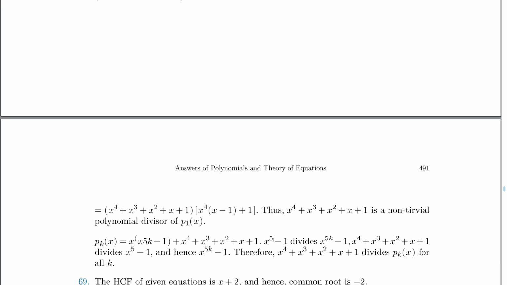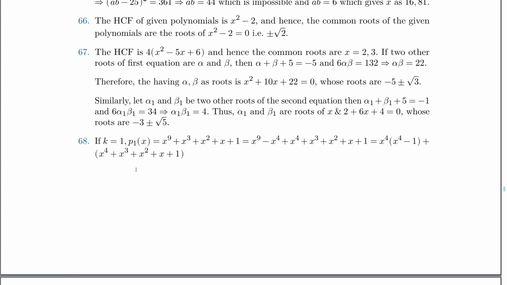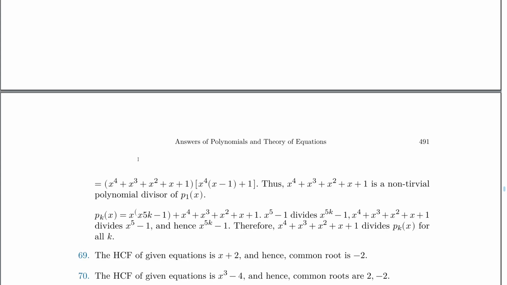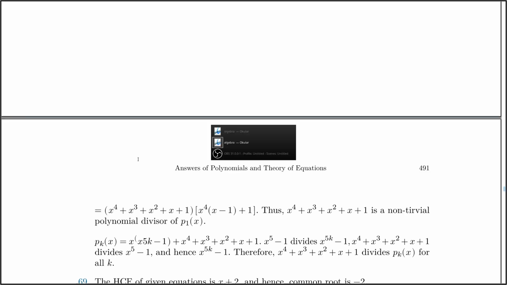Now x to the power 5 minus 1 divides x to the power 5k minus 1. x to the power 4 plus x cube plus x square plus x plus 1 divides x to the power 5 minus 1, and hence x to the power 5k minus 1. Therefore x to the power 4 plus x cube plus x square plus x plus 1 divides pk(x) for all k. So we have 2 typing mistakes in 67 and 68. I will fix these typing mistakes.